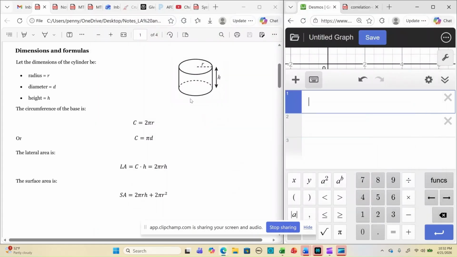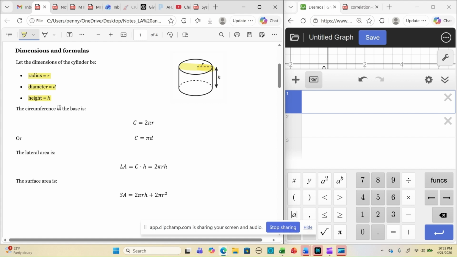Hello, and today we are working on lateral area and surface area of a cylinder. We've got a couple of terms we're going to be looking at. We have radius, which we know is from the center to the edge of our circle here. It's halfway across. Then we've got diameter, that goes through the center, all the way across. And then we have our height.